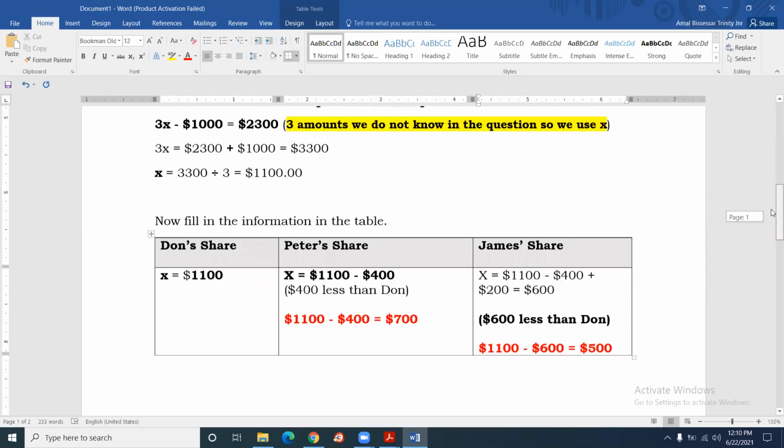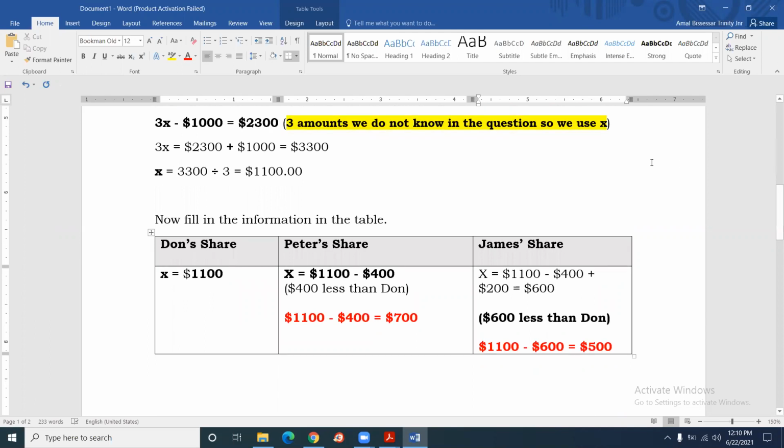I will send you this paper. Let me do the other one. I'll send you this paper afterwards. Let me just pause the recording.